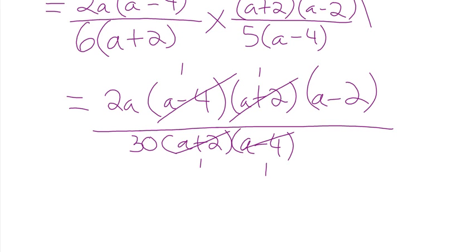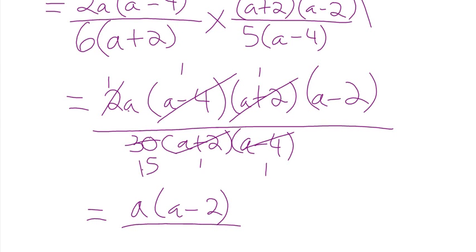You okay if I do this? 2 goes into 30 15 times? Sure. Are you guys okay with that? The other way, all we would do is write this as 2 times 15 and then cross off the 2s. Okay, what do we have? We have an A and an A minus 2. And on the bottom, we have a 15.